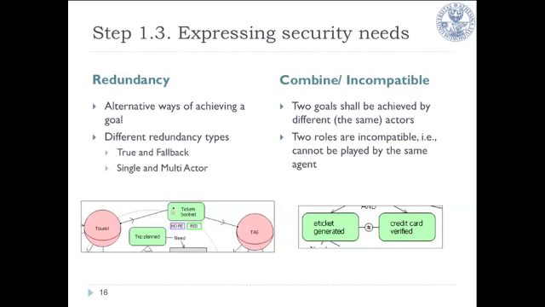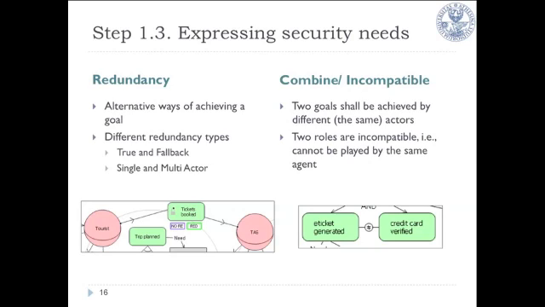Fallback redundancy, on the other hand, refers to having one primary strategy that is followed to achieve the goal, and if that fails, then another one is selected. And while dealing with redundancy, one still could have trust issues and specify that it wants only the interacting actor to achieve redundancy, and we refer to that as single actor redundancy. And when it wants that actor and at least another actor, so more actors, we would have a multi-actor redundancy.